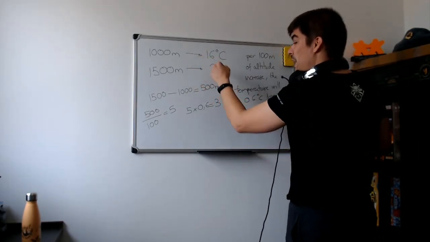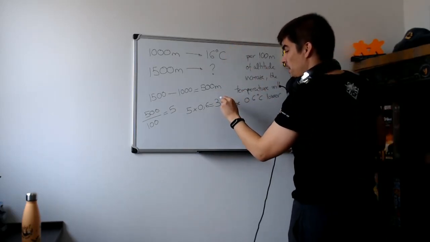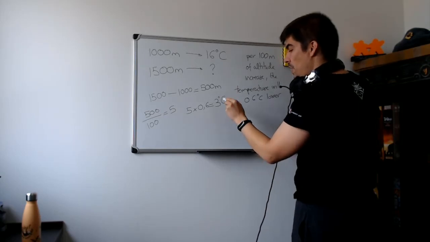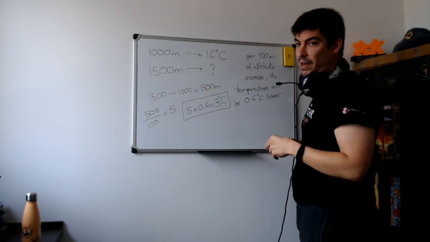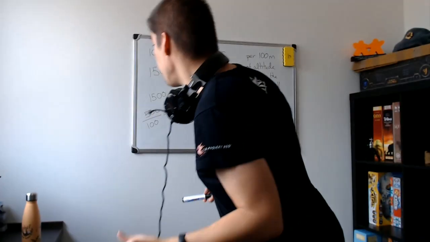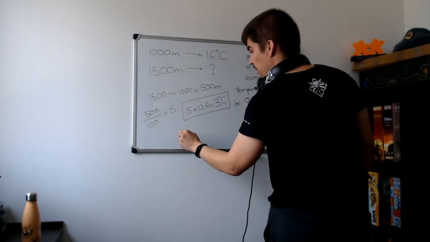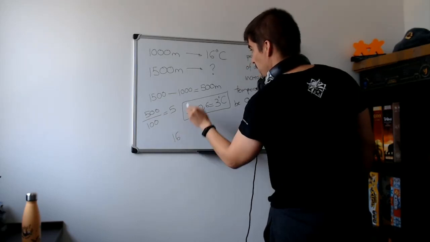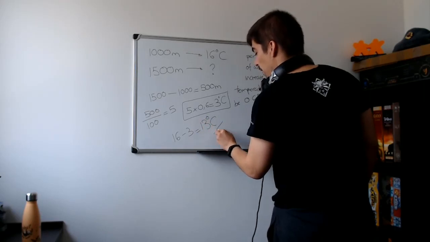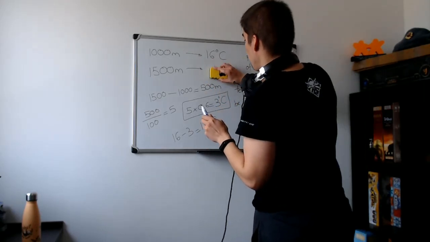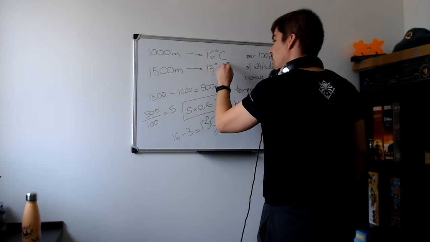So the decrease, because the altitude is increasing, the temperature is decreasing. There will be a decrease of 3 degrees if we climb 500 meters. Se me va la pantalla. This means that the temperature at 1500 meters of altitude will be 16 minus 3, 13 degrees. And this is the final answer.